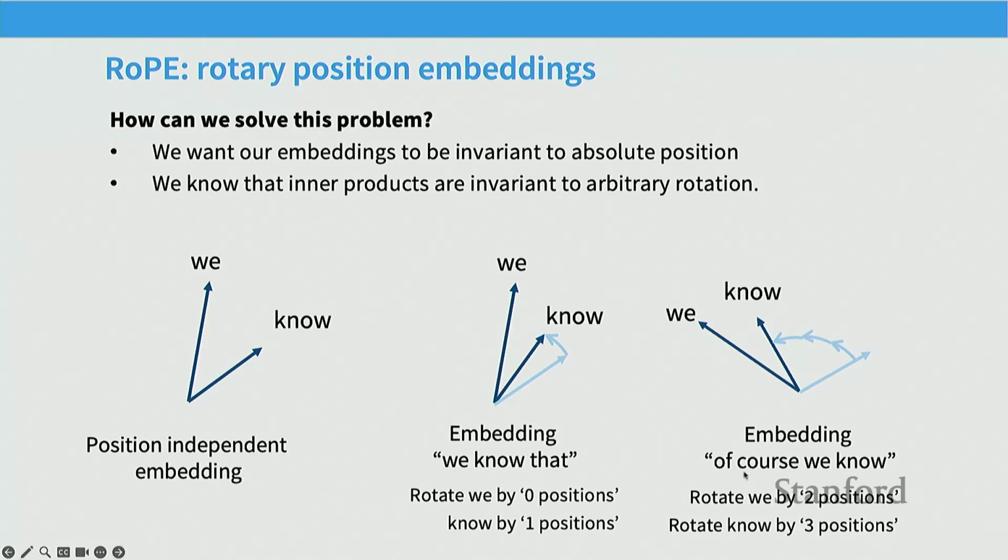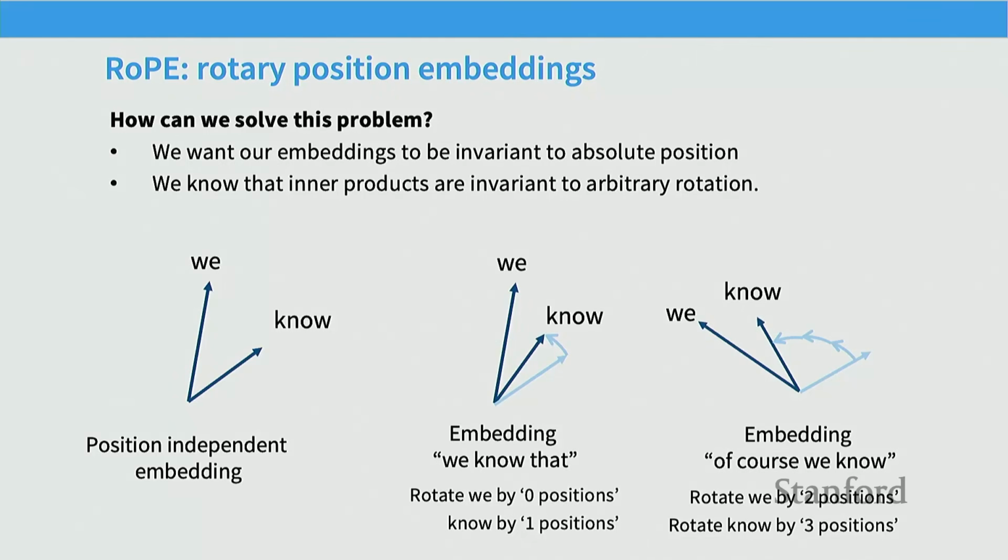And now let's say I want to embed this sequence, "of course we know". Now "we" and "know" have the same relative positioning to each other. And so let's look at what happens. "We" gets shifted by 2 positions. I start in this vertical position and I rotate him twice, 1 and 2. And then I rotate "know" by 3 positions, because it's 0, 1, 2, third position, right? And so now if you look at these 2 arrows, they have the same relative angle, right? So their inner products are preserved. And so this is kind of the nice fun idea about RoPE.